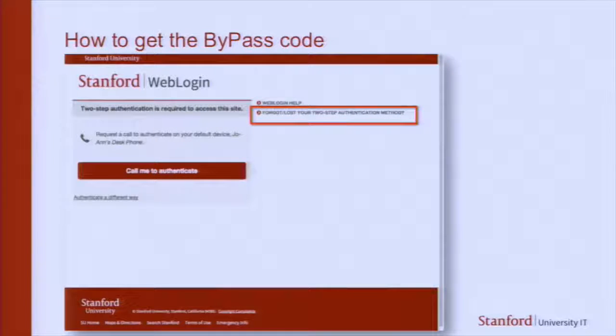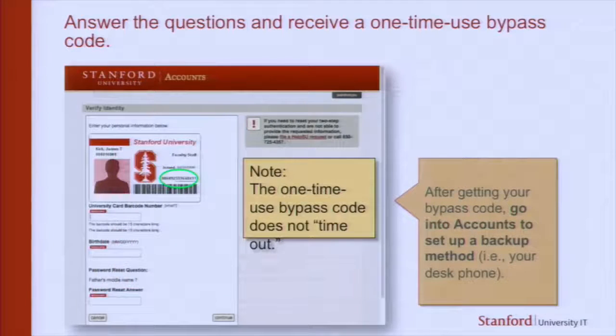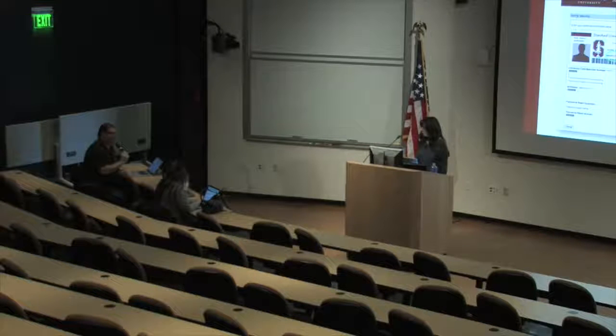So at this point, you forgot your iPhone or your Android, you can click on Forgot or Lost Your Two-Step Authentication. It takes you out to here. You click on Lost Your Two-Step Device, and then you get this screen. It says university barcode number, and it is the 15-digit number that's above the barcode on your ID, not your ID number that's on the left-hand side. I'll point out that this won't work if you don't have a Stanford ID card.